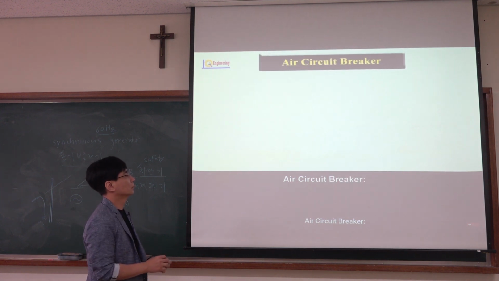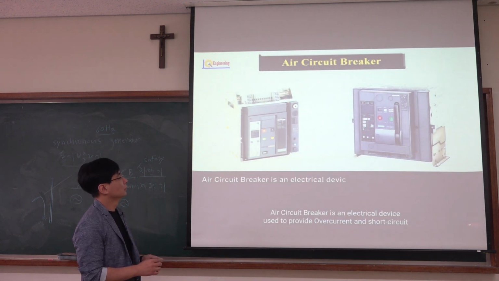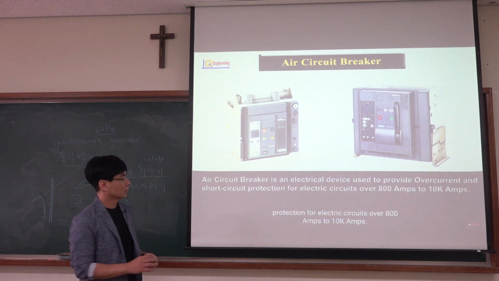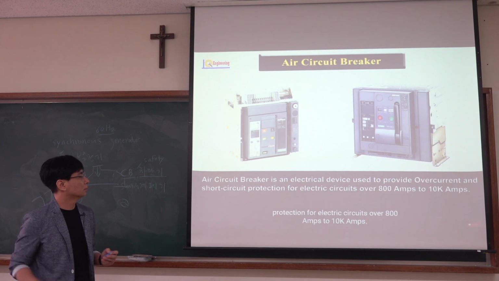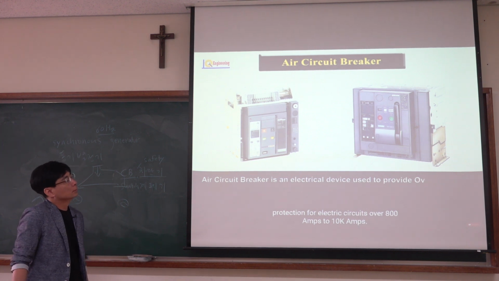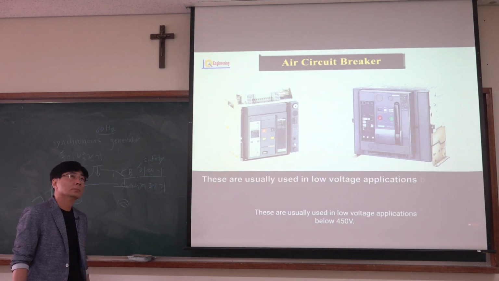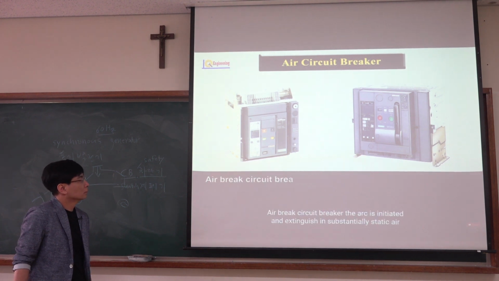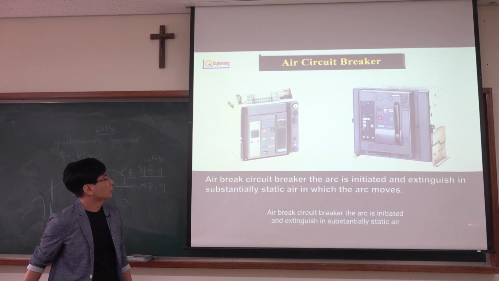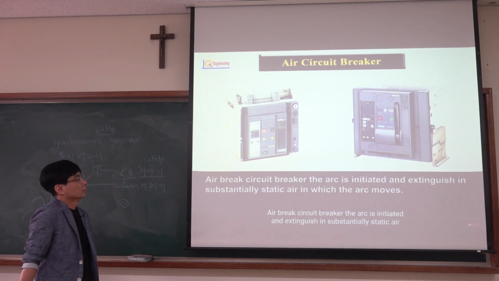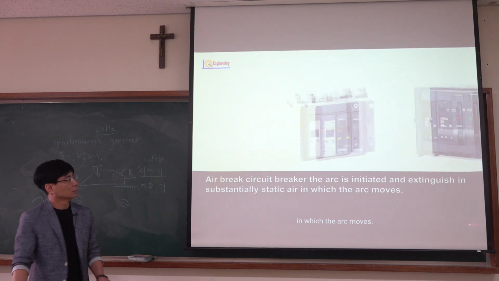Air circuit breaker. Air circuit breaker is an electrical device used to provide overcurrent and short circuit protection for electric circuits over 800 amperes to 10,000 amperes. These are usually used in low voltage applications below 450 volts. In an air break circuit breaker, the arc is initiated and extinguished in substantially static air in which the arc moves.